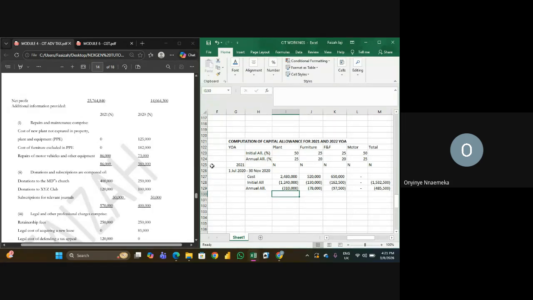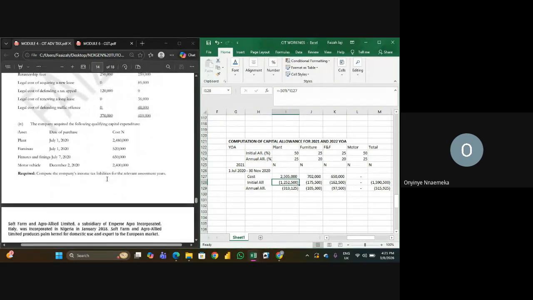So which means we are going to be adding it to our costs. Plant is going to equal plus 125,000. Then what else? Furniture not included in PPE. So that's going to be plus 182,000. Okay, thank you for bringing my attention to that.